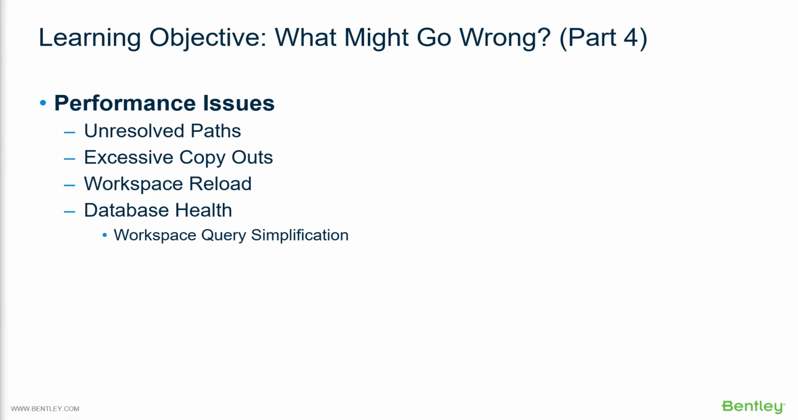So what should you have learned in this lesson? You should have learned about unresolved relative paths. You should have learned about excessive copyouts. You've learned about the reload process and how to minimize that impact. You've also learned about database health issues, as well as a way to simplify the query statement.